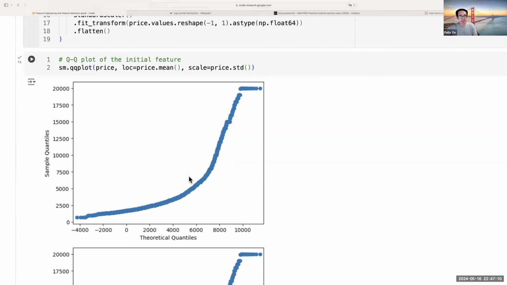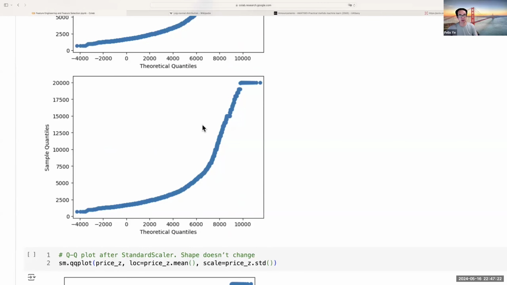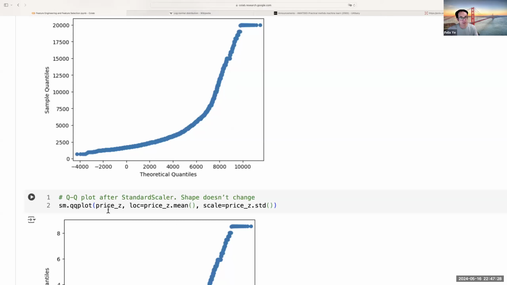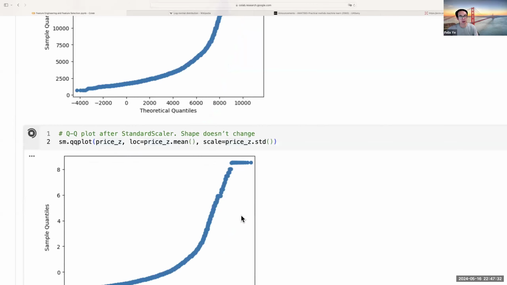So you can see this actually doesn't look close to a diagonal. So that means this is not like a Gaussian distribution. And the same here, you can see this is not a Gaussian distribution, not a normal distribution for the price at all. So we can do this with a standard scalar.